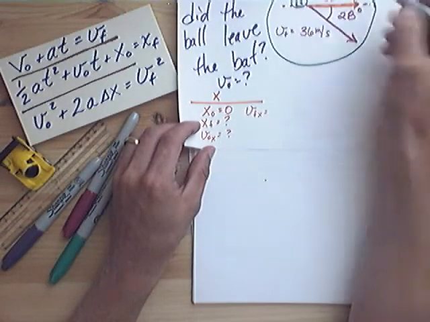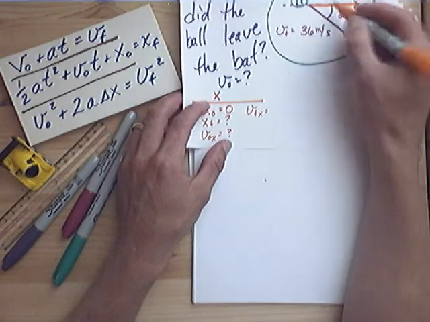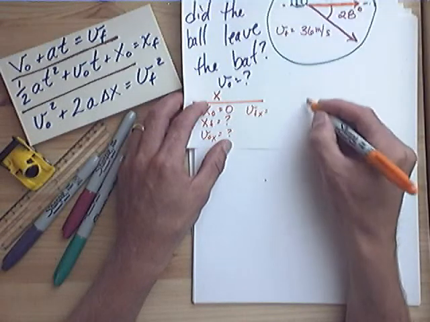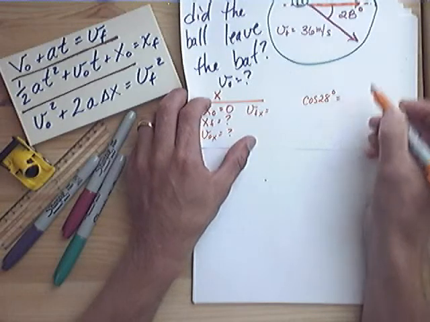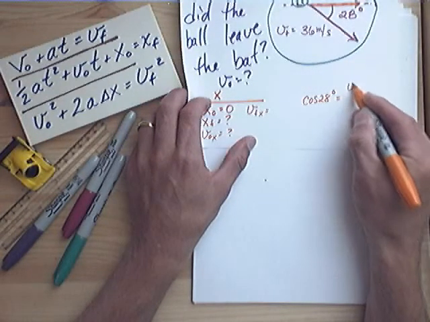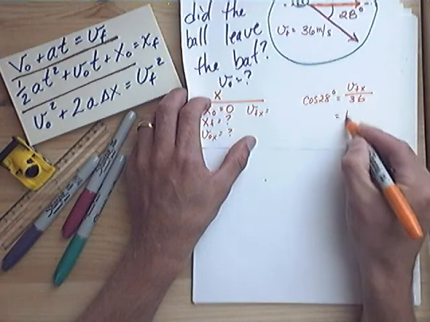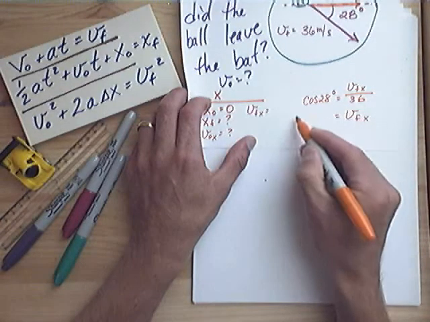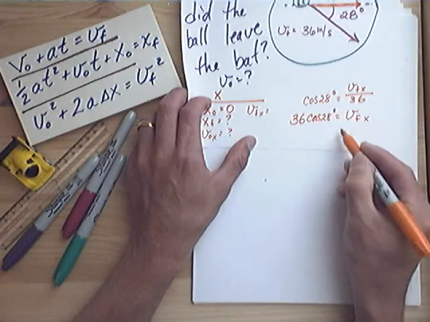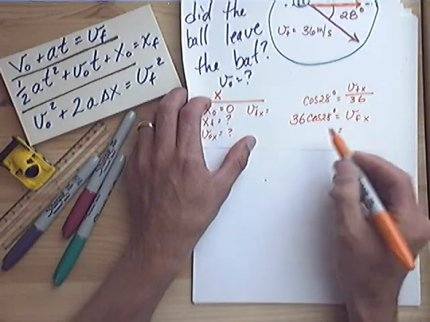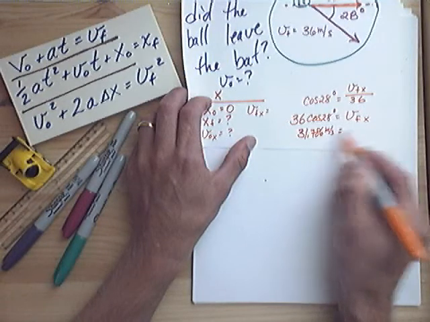So my final velocity in the x direction, if I remember, so here's the angle, that's the adjacent. So the cosine of 28 degrees is going to be the adjacent, v final in the x direction, over the hypotenuse, which is 36. So my v final in the x direction is 36 cosine 28 degrees. If you do your math, that turns out to be 31.786 meters per second.